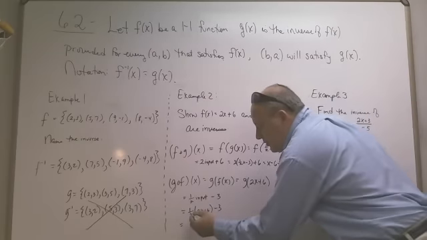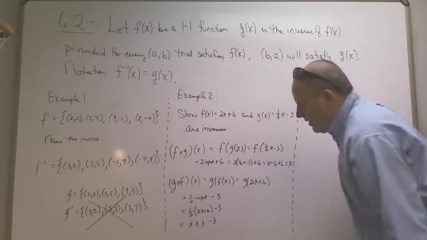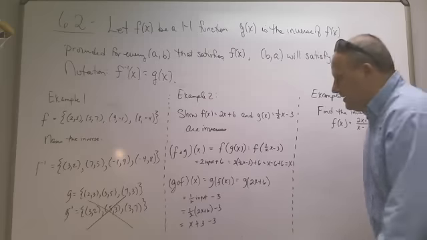So 1/2 of 2x is x. 1/2 of 6 is 3. And bring that minus 3 down. Look at that, it's x.